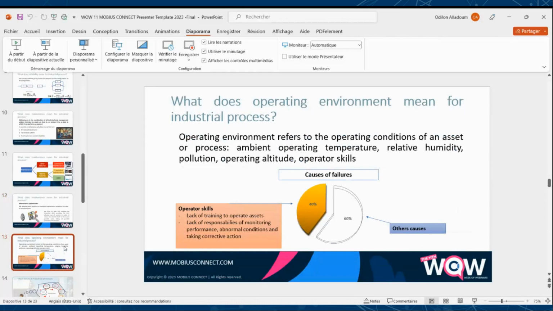Now let us discuss operating environment. What does operating environment mean for industrial process? Operating environment refers to operating conditions of an asset or process, like physical parameters such as ambient operating temperature, relative humidity, pollution, or operating altitude, or operator skills. So, operating environment is the real environment where the asset operates.